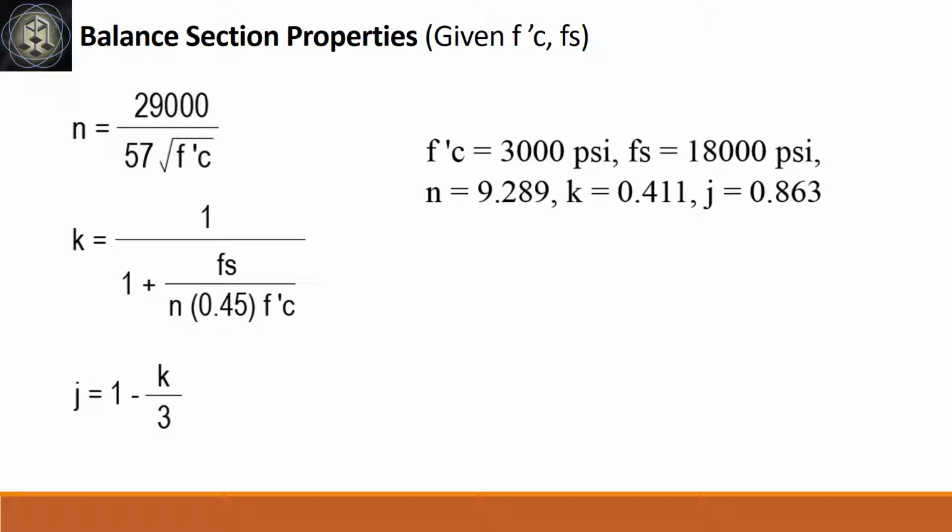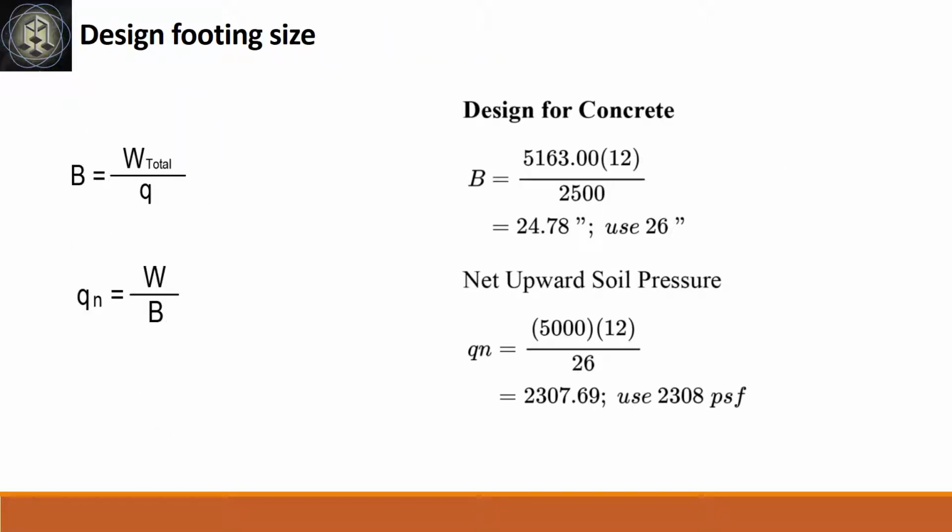Balanced section properties as follows: n equals 9.289, k equals 0.411, j equals 0.863. Given the total load of 5,163 pounds per foot and soil bearing capacity of 2,500 psf, the width of footing is 24.78 inches, round up to 26 inches, and the net upward soil pressure is 2,308 psf.